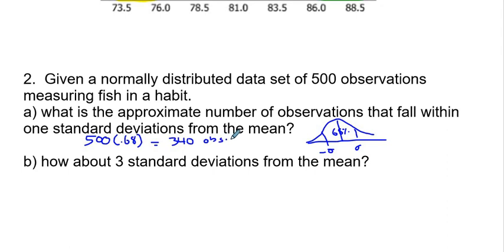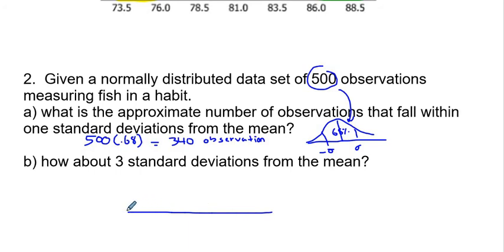And if you don't understand the empirical rule and you don't understand the language, this question can literally say, well, what are you asking? They're asking, what would 500 look like on a normal curve? Forget they're talking about fish. That's the real question. So the next question is, what about 3 deviations from the mean?